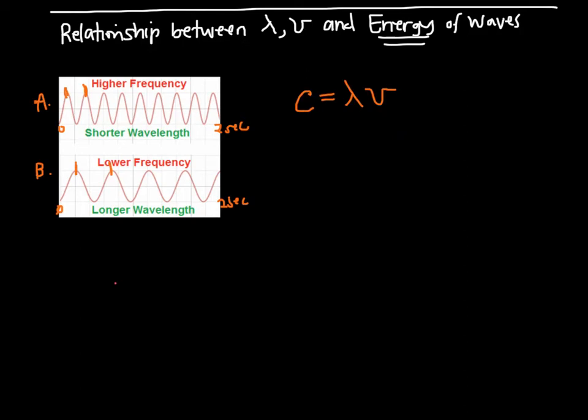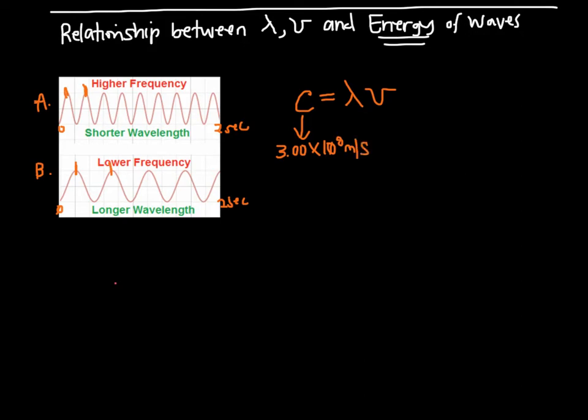You need to know this relationship because this relationship has an equation. The equation is C equals lambda nu. So what that means is the speed of light, C, is equal to the wavelength of that light times its frequency. And that means that if you have a higher wavelength, you're going to have a lower frequency. You're always going to know the speed of light, right? The speed of light is always the same number. It's 3.00 times 10 to the 8th meters per second.